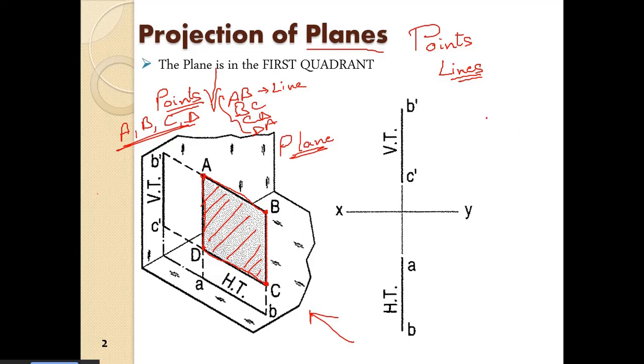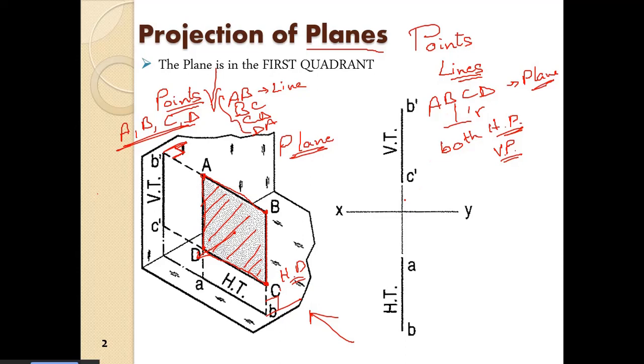perpendicular to both planes. So ABCD is a plane which is perpendicular to the horizontal plane. If I draw the area vector here, this will be perpendicular to here. So AB, this is the horizontal plane. ABCD is definitely perpendicular to the horizontal plane, and also it is perpendicular to the vertical plane. So it is parallel to both the horizontal and vertical plane.